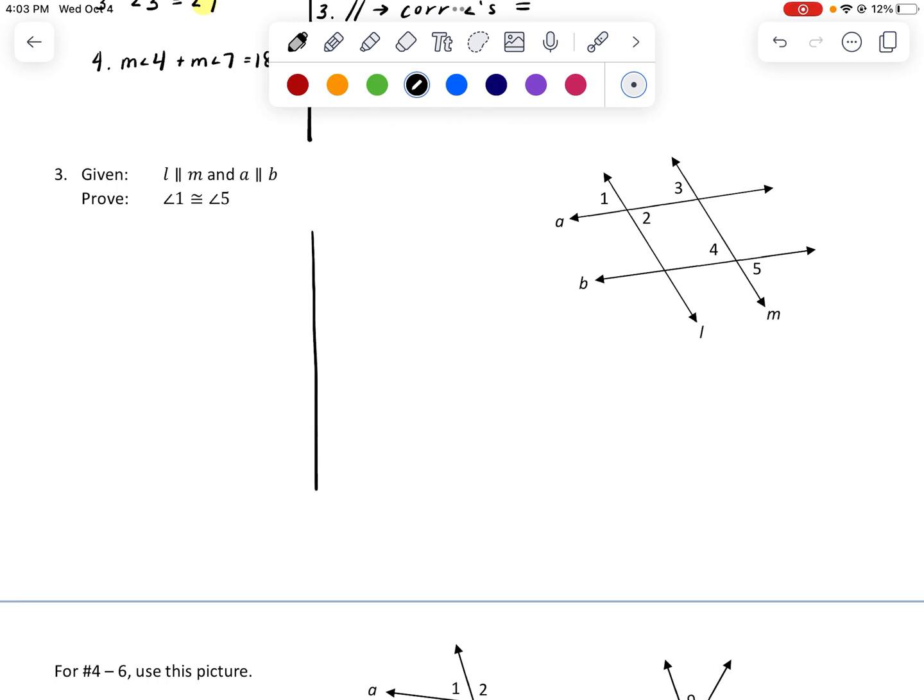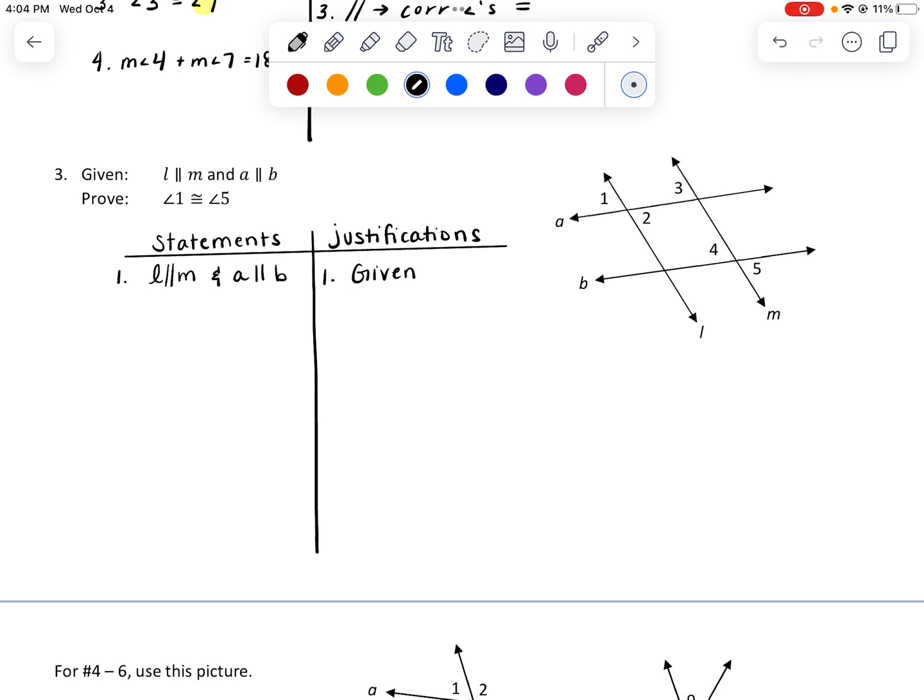Again, I'm going to draw my T proof. So I'm given that L is parallel to M and A is parallel to B. So if you wanted to, you could go ahead and mark your lines parallel. You don't need to, though, as long as you keep in mind that yes, they are parallel.